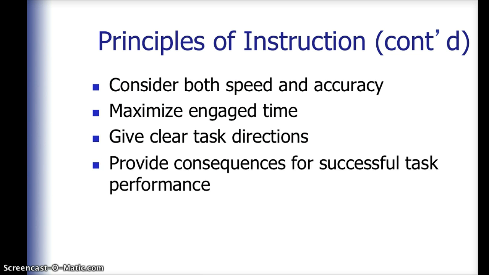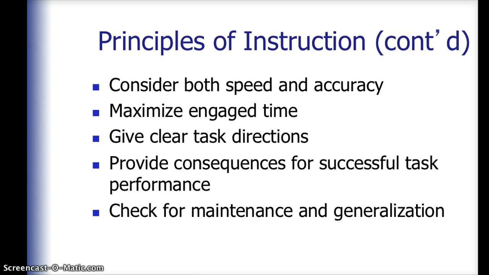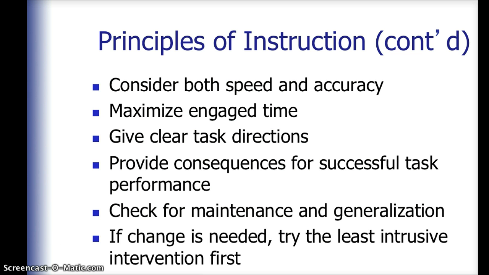And then provide consequences for successful task performance. What will students get? Will they get a grade? Will they get some sort of carrot? Will they get some sort of reward? What is it that students get for successful task performance? And then you're going to check for maintenance and generalization. Are they getting it and can they apply it to other things? If change is needed, then you're going to try the least intrusive intervention first. Again, your knowledge of RTI will come in very, very handy here.